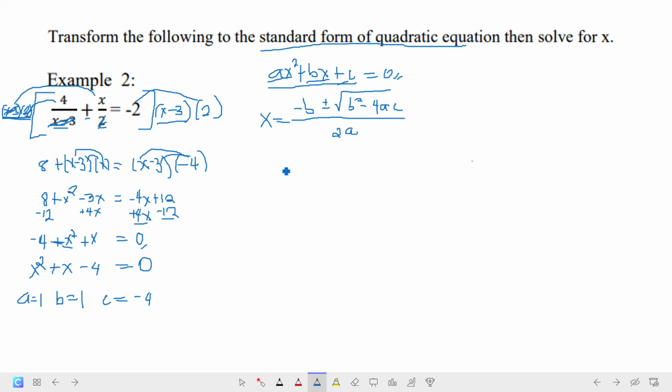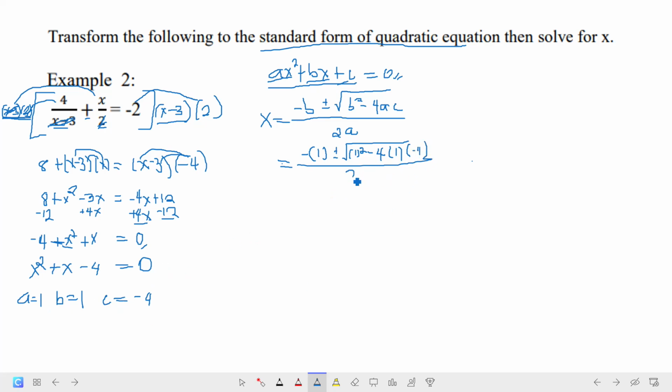Okay, so we are now ready to substitute. Pag nag-substitute tayo, copy lang yung negative and then replace yung b. b is 1, plus minus square root. And b also, again, is 1. Do not forget the exponent 2, minus 4. The value of a is 1. Then the value of c is negative 4.